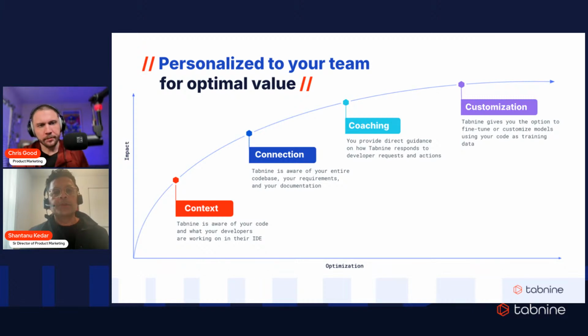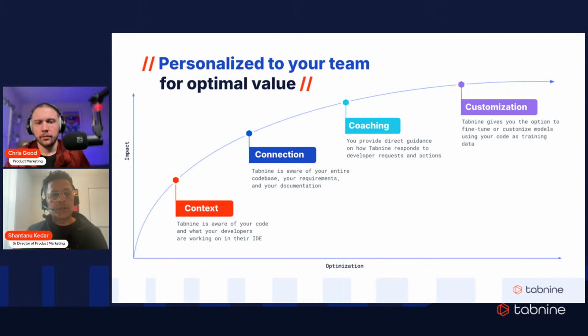So the way we solve this problem is by personalization. We offer 4 layers of personalization here at Tabnine, and using personalization, you get responses from Tabnine that are highly tailored to you and highly accurate. The 4 layers of personalization, we call them the 4 C's: context, connection, coaching, and customization.